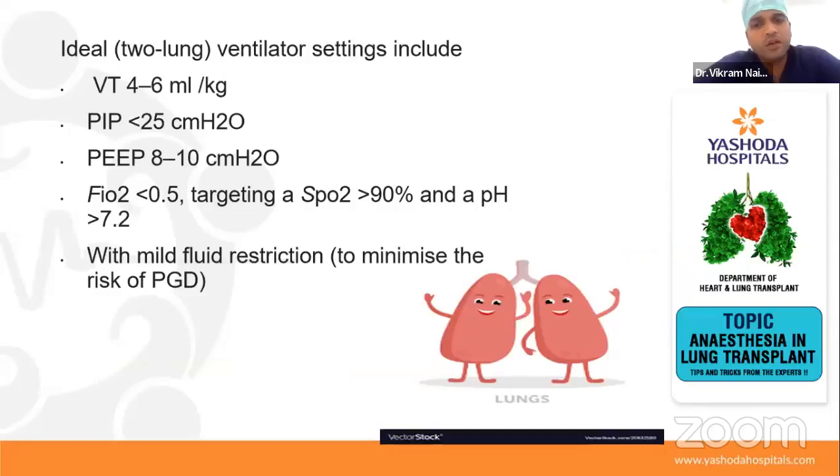Once we have completed the two lung implantation, the ideal two lung ventilation settings include a tidal volume of 4 to 6 ml per kg, a peak inspiratory pressure of less than 25 centimeters with a PEEP of 8 to 10 centimeters of water, targeting a lower FiO2 requirement of less than 0.5. Ideally, we start here with 0.3, targeting a saturation of above 90 and aiming for a pH of more than 7.2. A mild fluid restriction is always advised to minimize the risk of PGD.